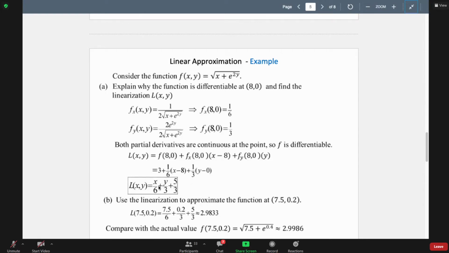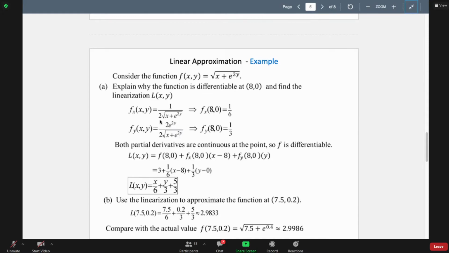So simplifying, if you multiply and simplify, you'll see that L of (x, y), a linear function, is x over 6 plus y over 3 plus 5 over 3. And just check it, yeah, that's the same thing.